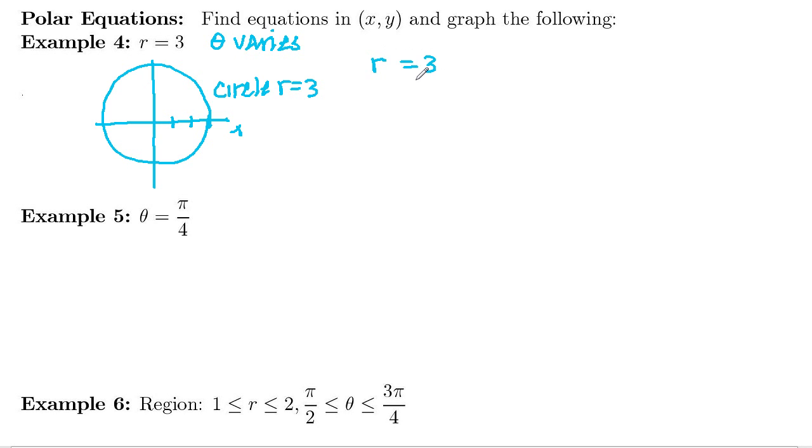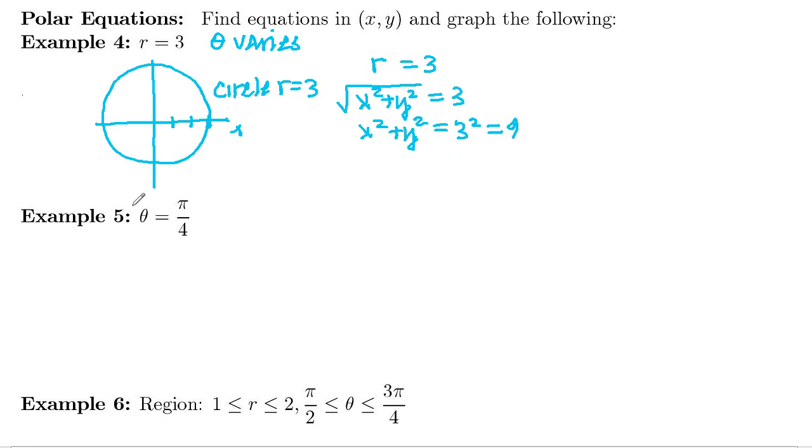Remember that r is the square root of x squared plus y squared. And that's equal to 3. And then square both sides. So x squared plus y squared equals 3 squared, or 9. And you can see that's a circle at the origin of radius 3.